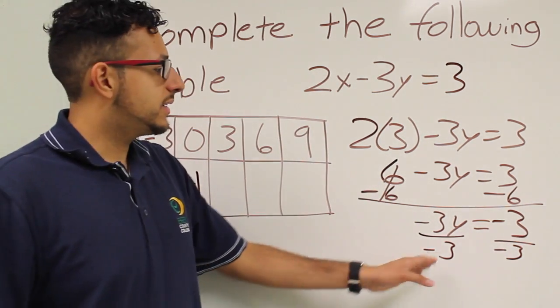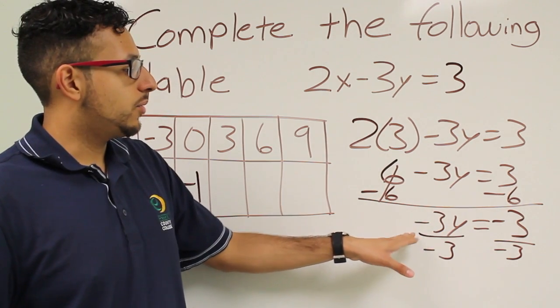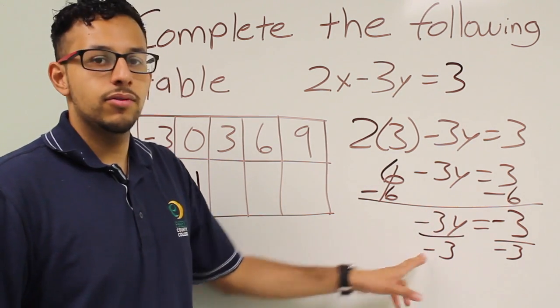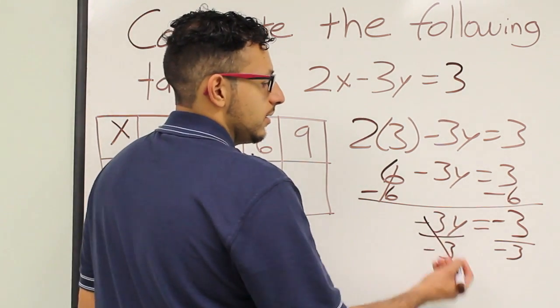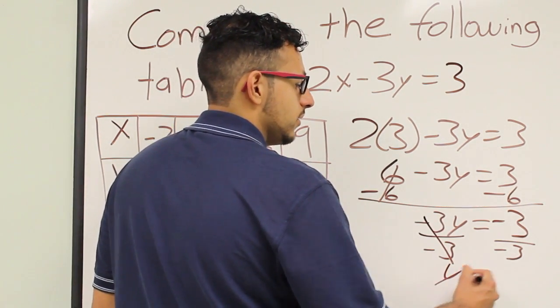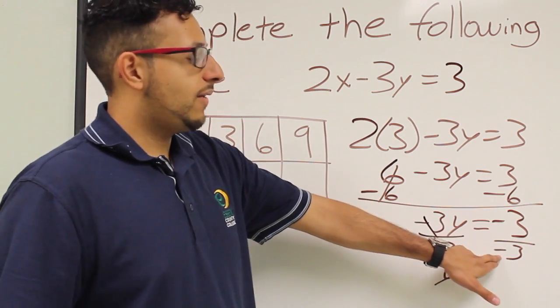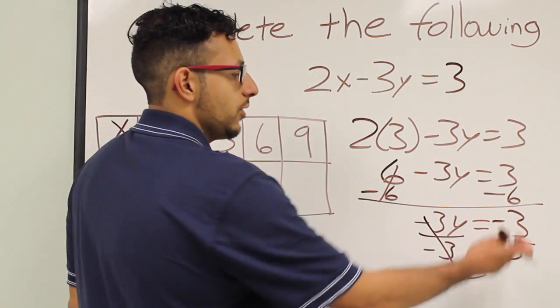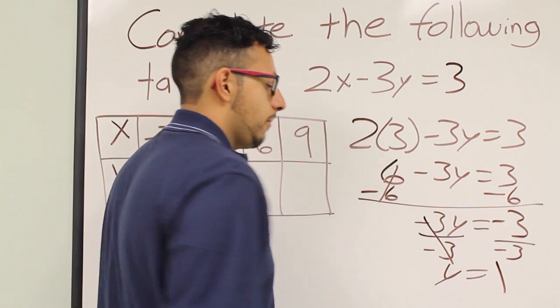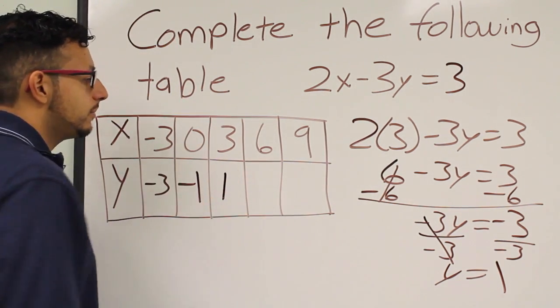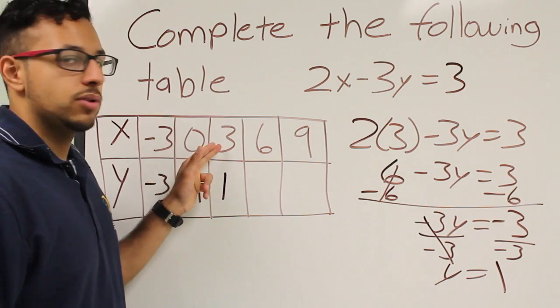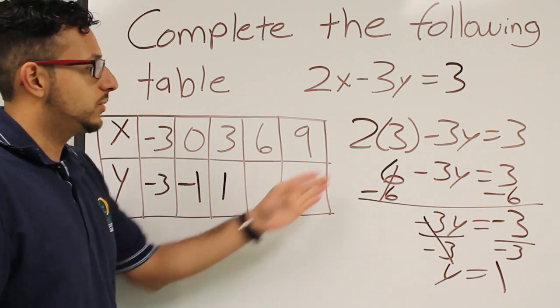So you can see a pattern. Each time when we solve for y, at this step, we're always dividing by -3, the number in front of it. So -3 divided by -3 cancels out. We're left with y is equal to negative divided by negative is positive. 3 divided by 3 is 1. So y is equal to 1. So we can fill that into our table. That means that when x is equal to 3, y is equal to 1, as we can see here.